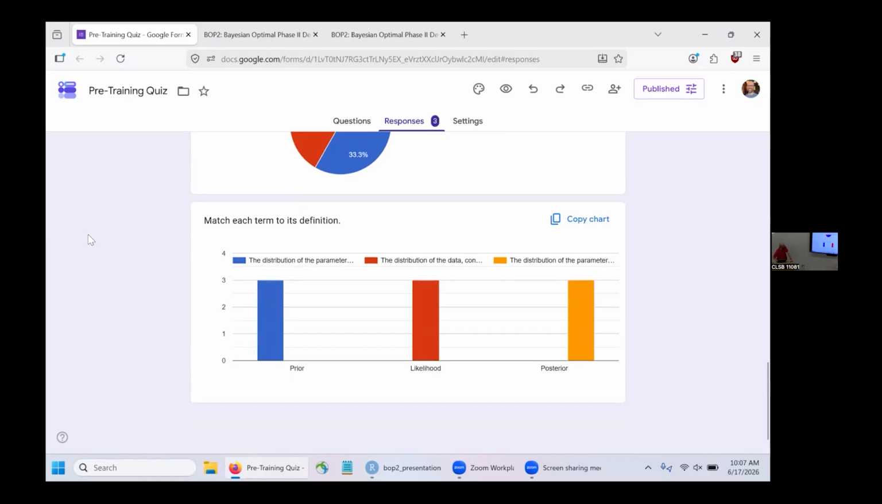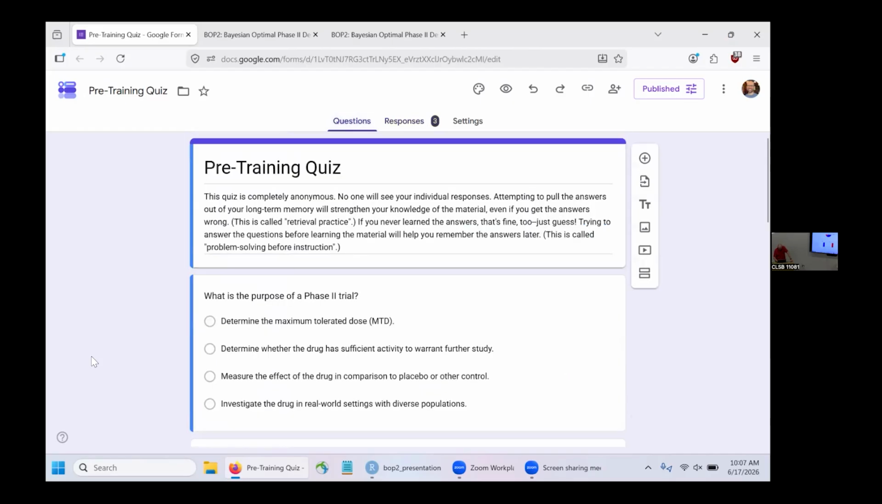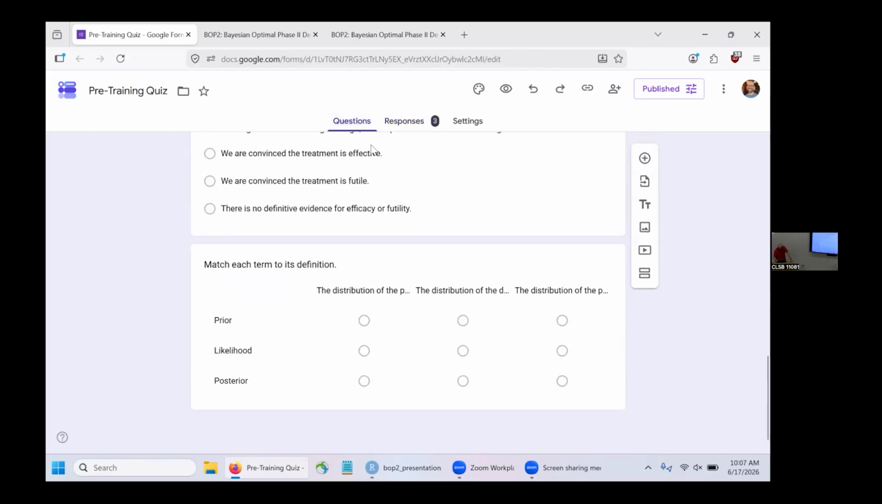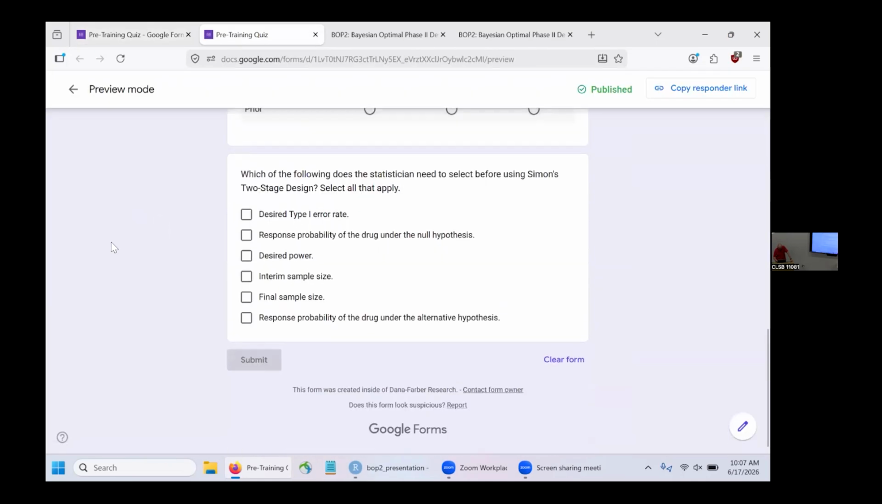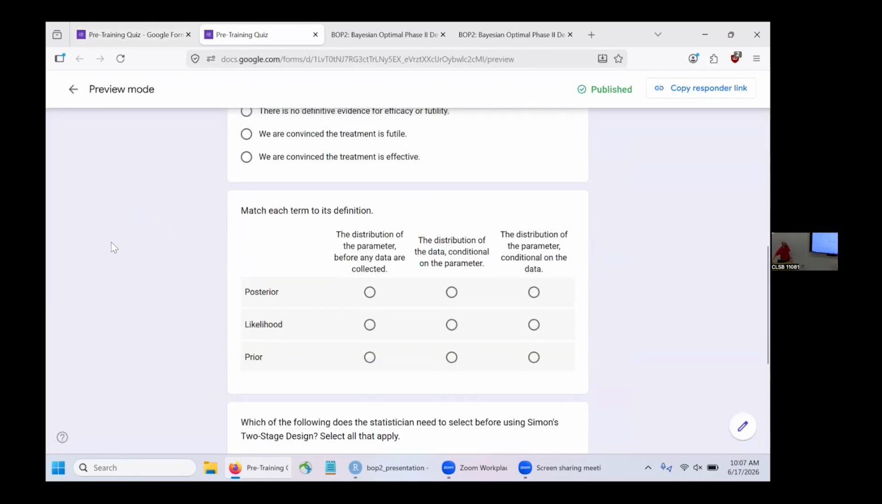And then match each term to its definition. So the prior, it's hard to read these, so I will go to, it's easier to read all the questions. Okay, match each term to its definition. So the prior is the distribution of the parameter before any data are collected. The likelihood is the distribution of the data conditional on the parameter. And the posterior is the distribution of the parameter conditional on the data.